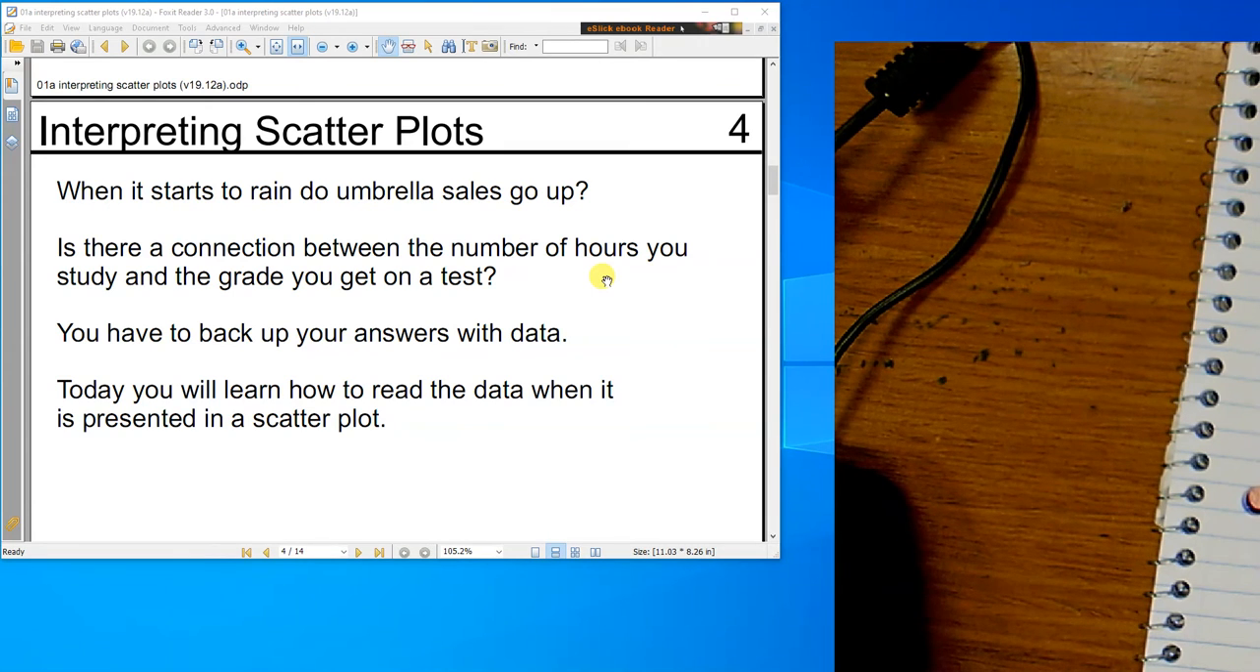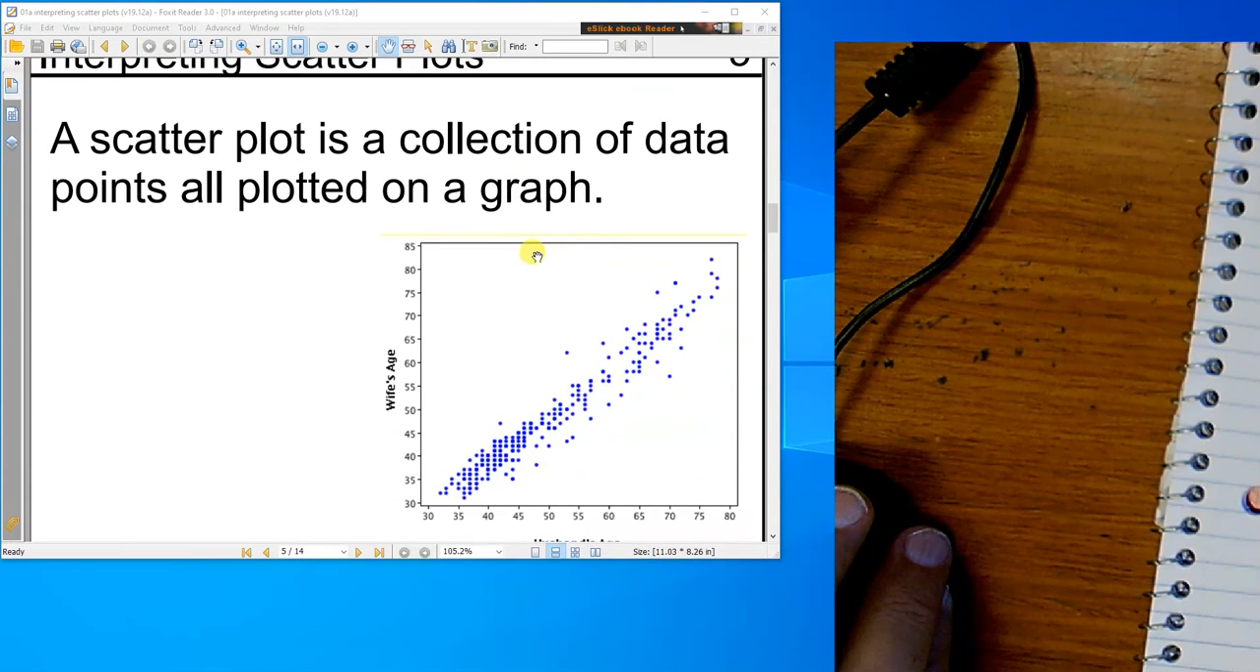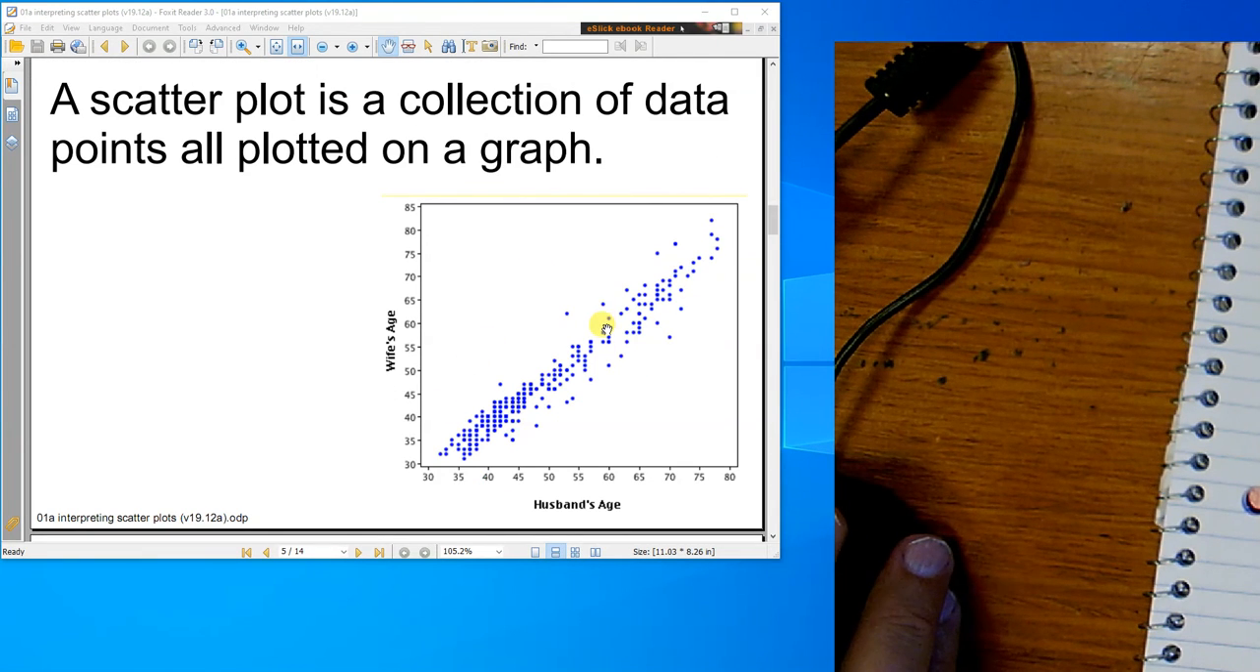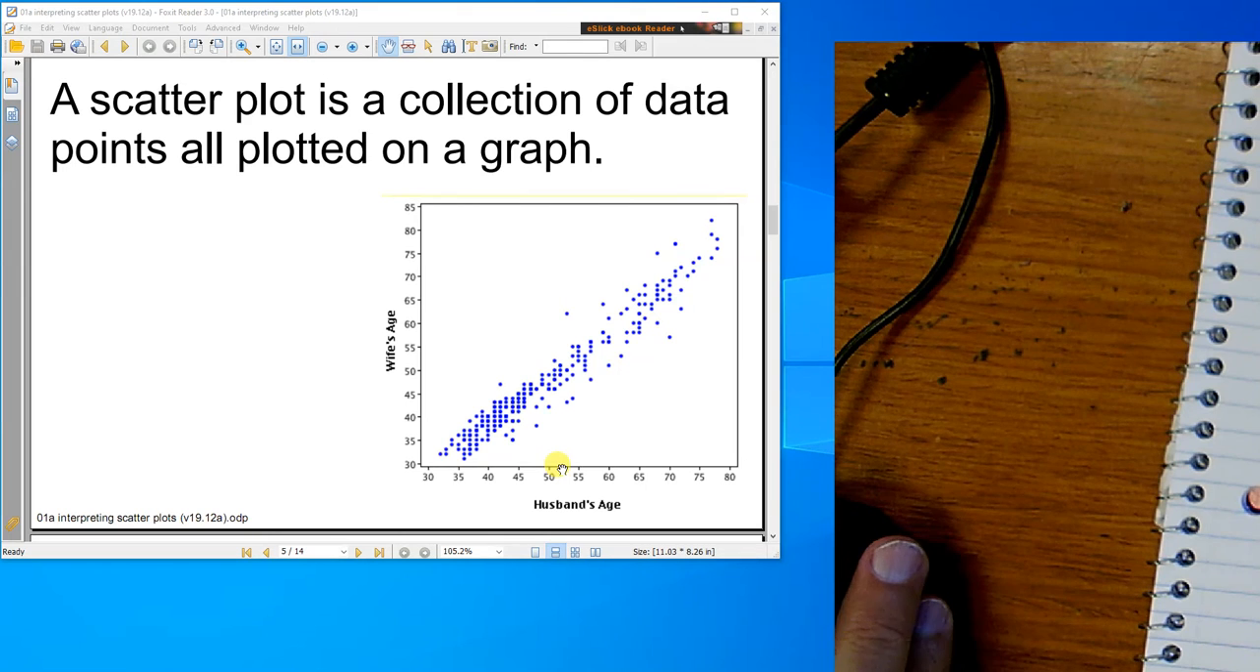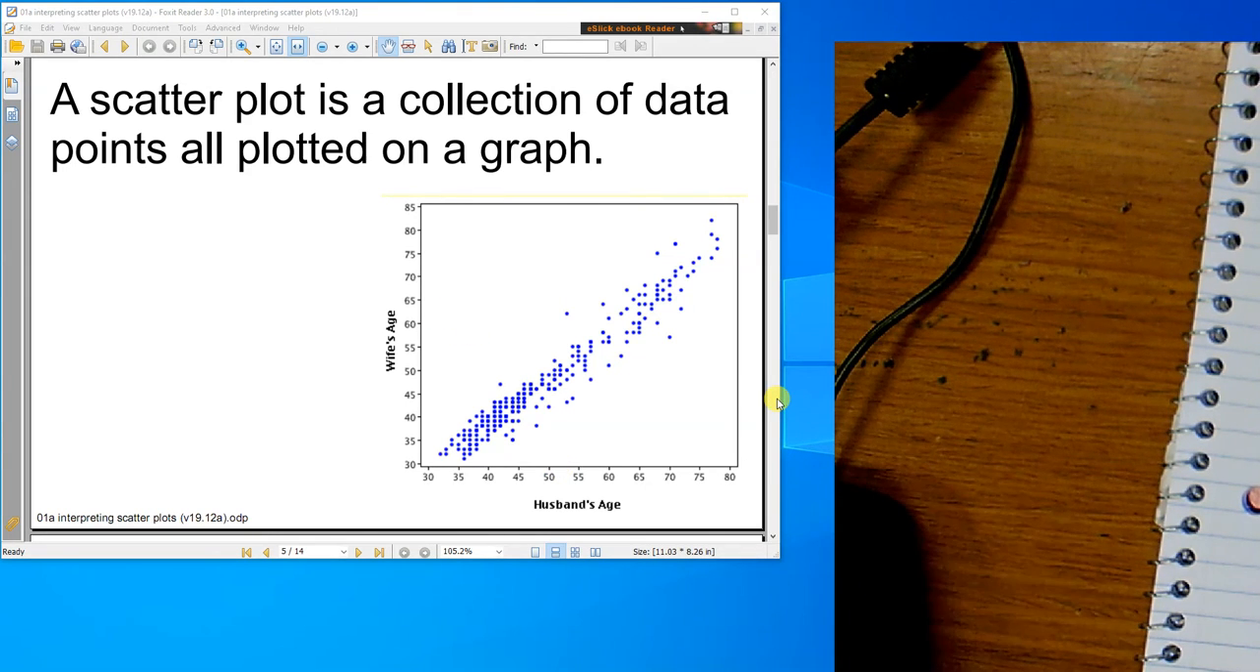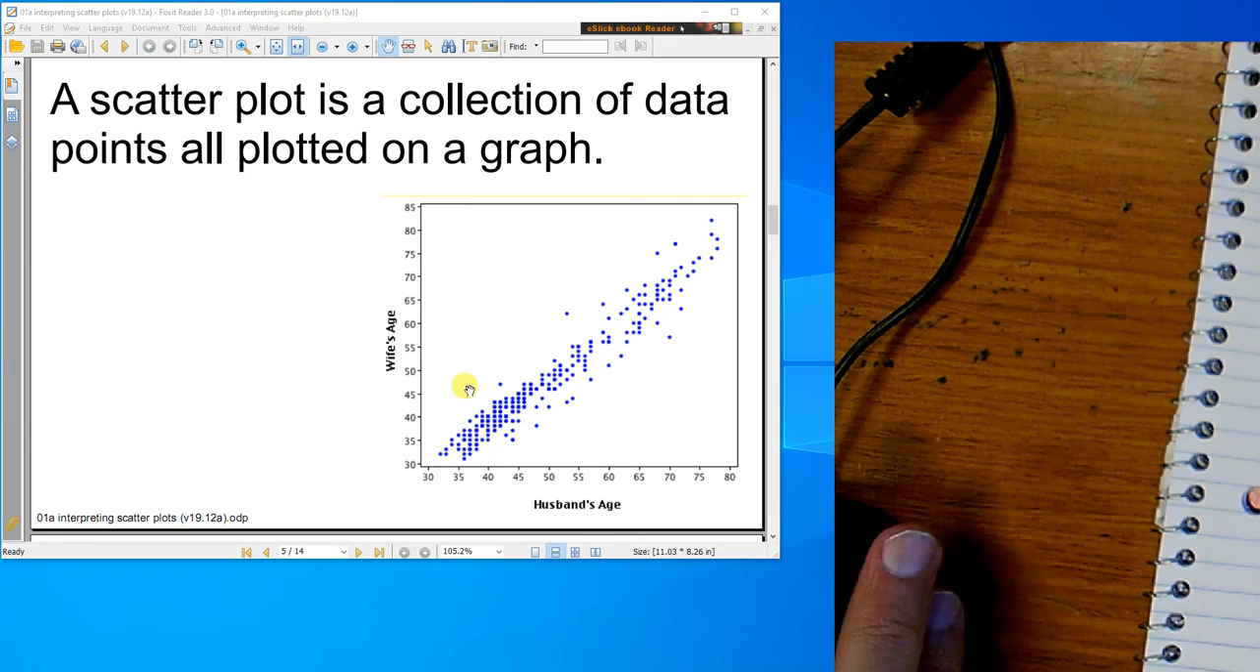Today, you're going to learn how to read the data when it is presented in what's called a scatter plot. A scatter plot is a collection of data points all plotted on a graph. This is a scatter plot. It's a connection between husbands' ages and wives' ages. So imagine I go around and survey a bunch of people and I get their ages and I plot this. But it could be things besides husbands and wives. It could be ages and heights, or ages and IQs, or it's just data, okay? So don't get hung up on what the data is for this example.